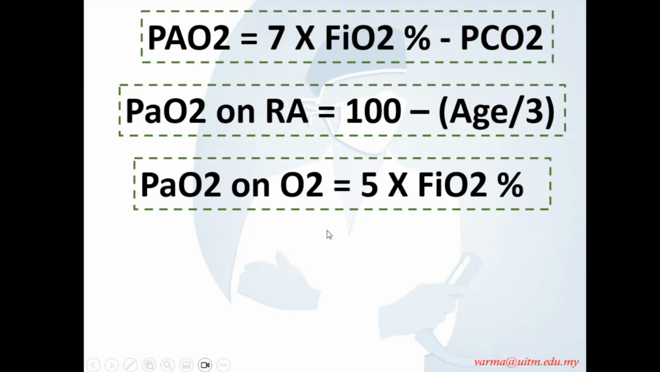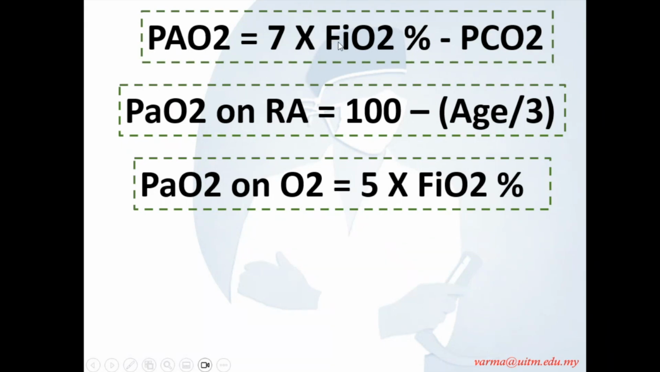So again, the patient is put on a Venturi mask at 40% oxygen. You are called for intubation. You want to know whether the patient is actually hypoxic or not. So 7 times 40 is 280, and your PCO2, let's say, is 40, so 240. And then 5 times 40, you get around 200 millimeters of mercury. That's how we calculate and see.